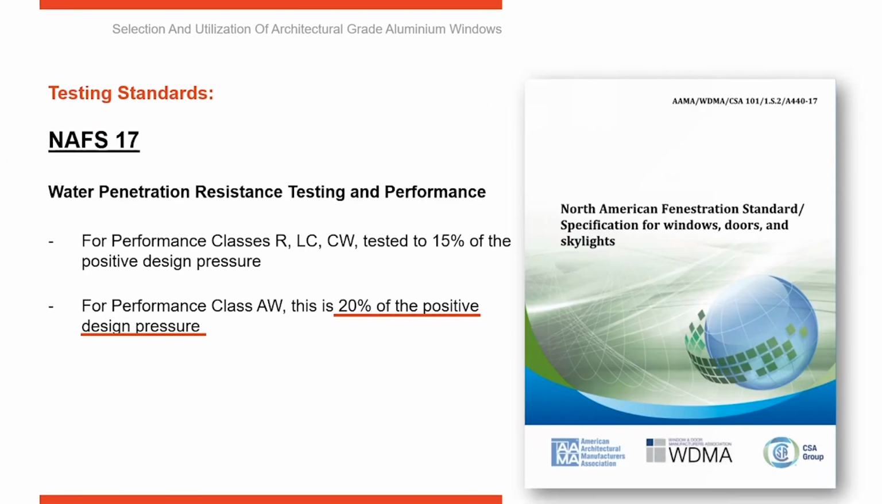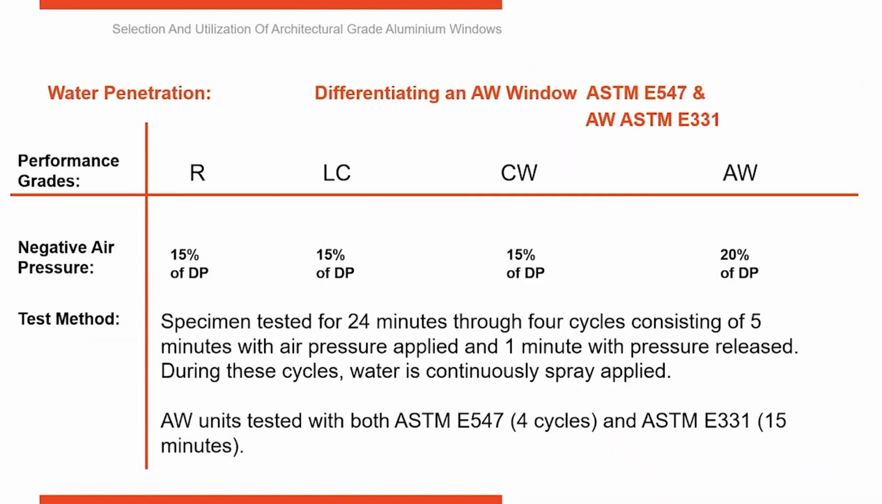Then water penetration resistance testing. Again, this is for all the windows, but what I want you to notice here is for residential, light commercial, and commercial, it's tested at 15% of the positive design pressure, yet an AW window is tested at 20% of the positive design pressure. So again, if you're looking at AW windows, they are tested to a higher standard than all of the others. So again, we're looking at our layout of performance grades across the top, and you can see for residential, LC, and commercial it is 15% of the design pressure, yet for AW it's 20%.